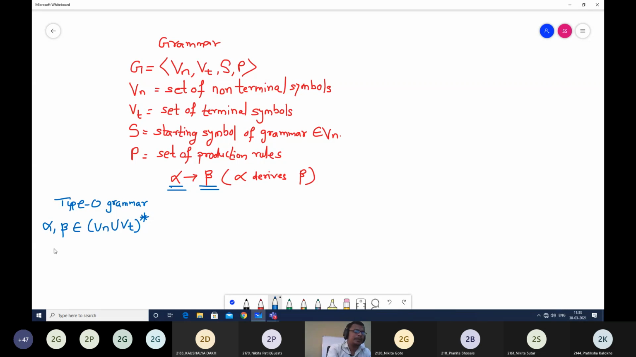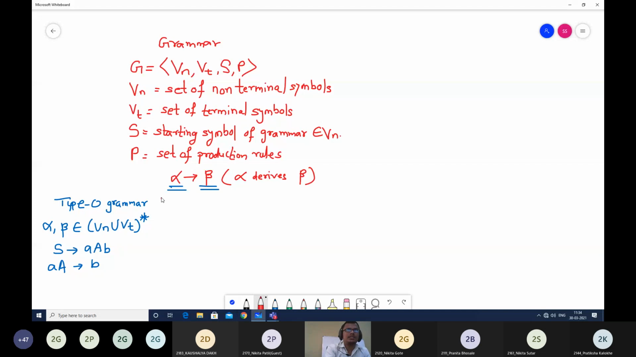on both the sides. We had discussed a few examples, like suppose S gives AAB and suppose AA gives B. We can have these kinds of production rules. So you can write anything on the left hand side of your derivation and anything on the right hand side of your derivation. So this was the first type that we had discussed yesterday.